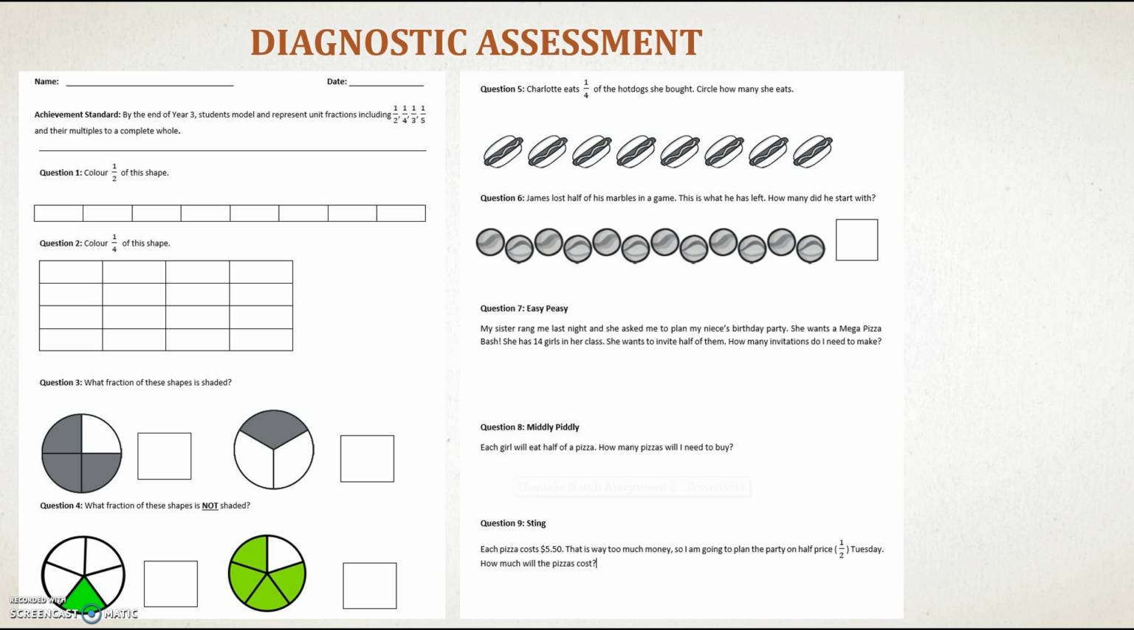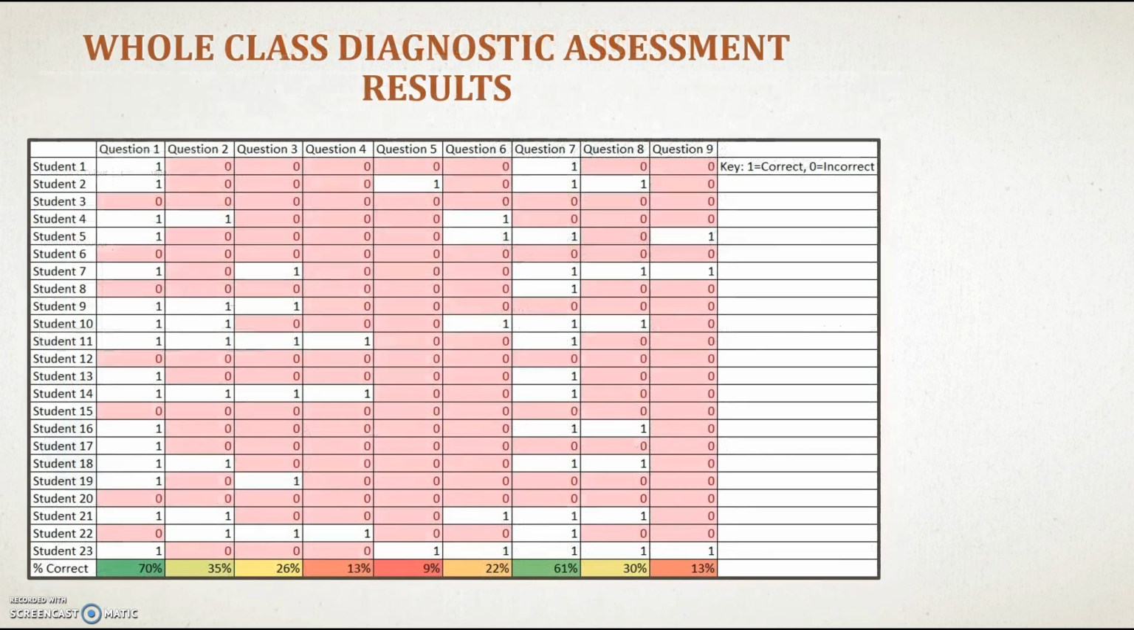Here is the diagnostic assessment that I created for my Year 3 class to gauge their prior understanding of fractions, and it consisted of 9 questions. This is the whole class diagnostic assessment results. So the key is 1, they got it correct, and 0, they got it incorrect. There's also a percentage correct column down the bottom for each question. As you can see, most children struggled with all the questions.